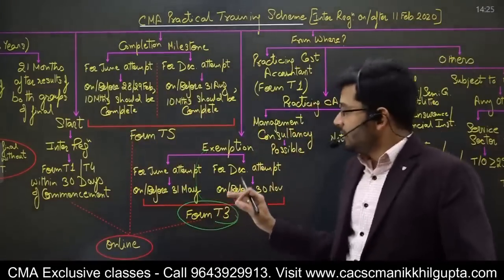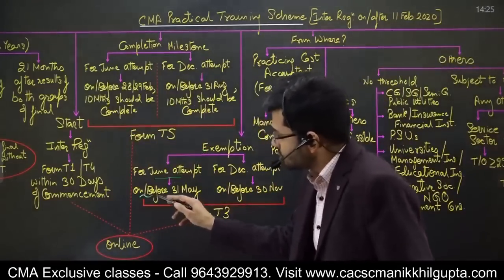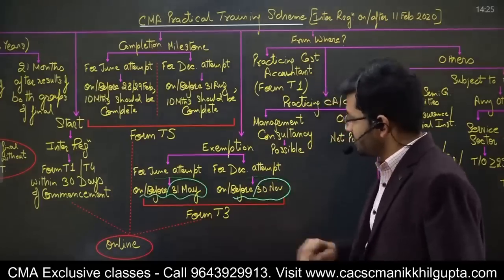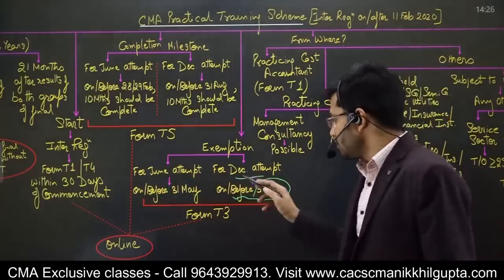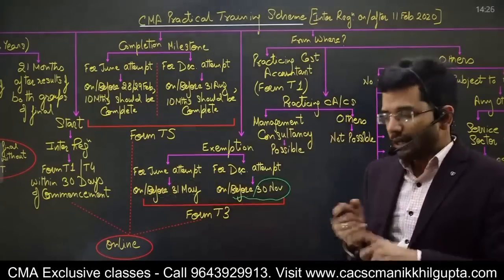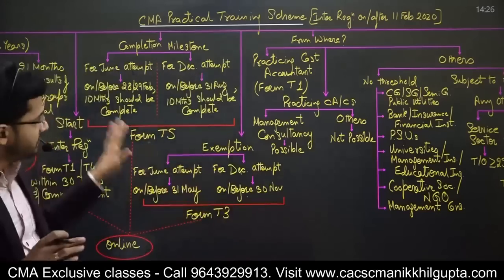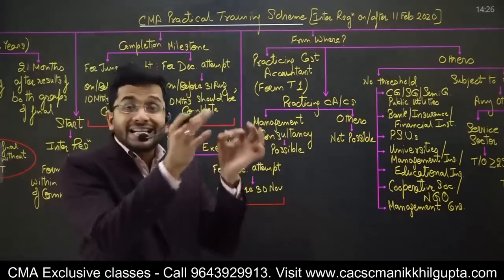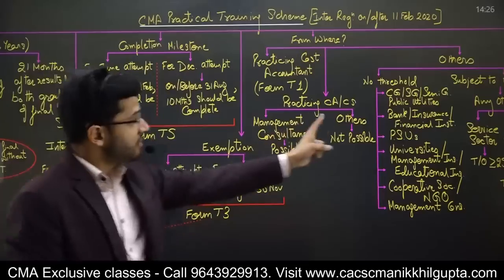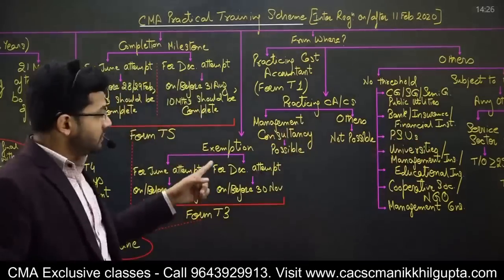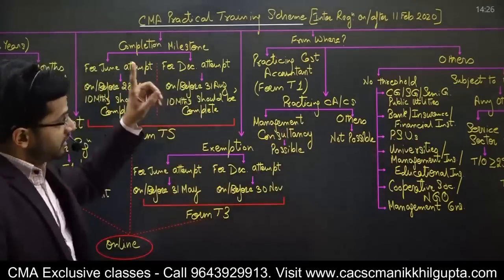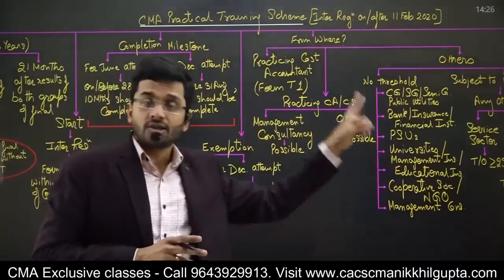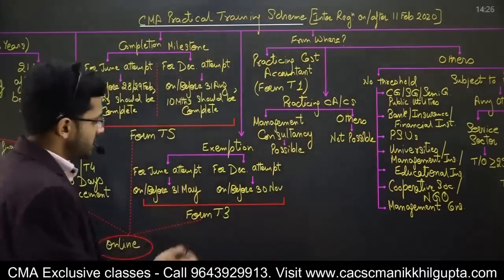The timeline for the exemption is, for the June attempt, on or before 31st of May. For the December attempt, on or before 30th of November. So guys, 1 month prior to your attempt, you need to submit your T3 for claiming exemption in articleship. Then you will be exempted from these articleship regulations. But yes, you need to submit an experience certificate. There's a requirement of an experience certificate from any of these organizations to be able to claim this exemption. So exemption is available only if you have taken your training in the relevant areas from the relevant organizations which I'm going to tell you right now. So the exemption provision is form T3.